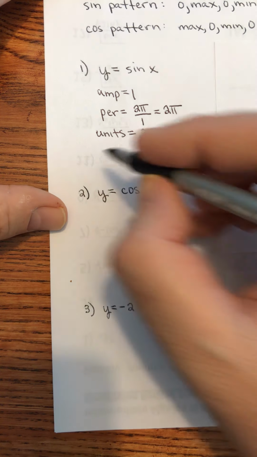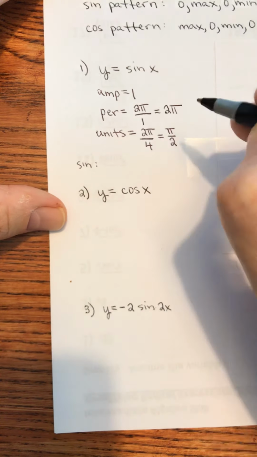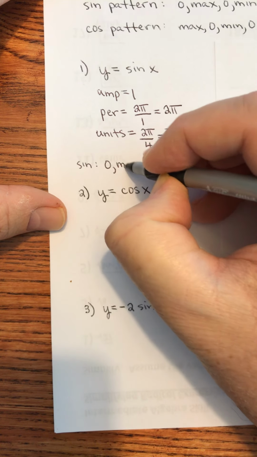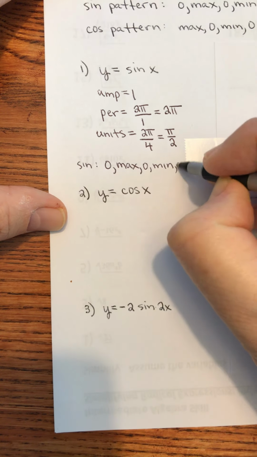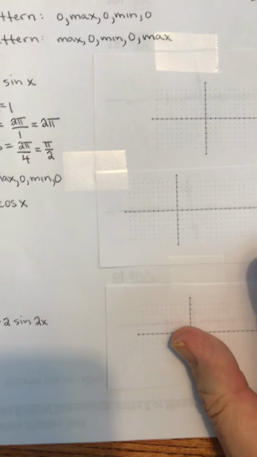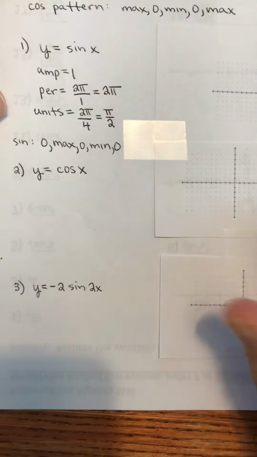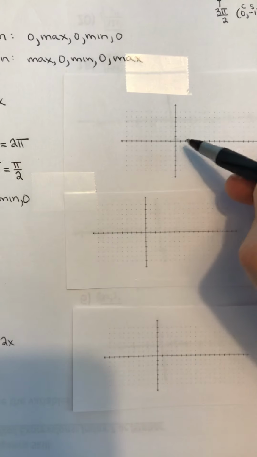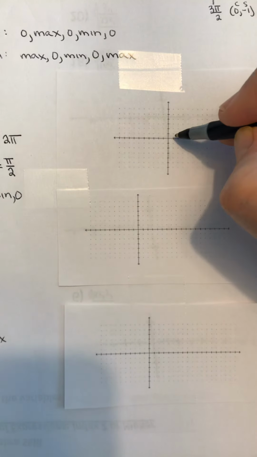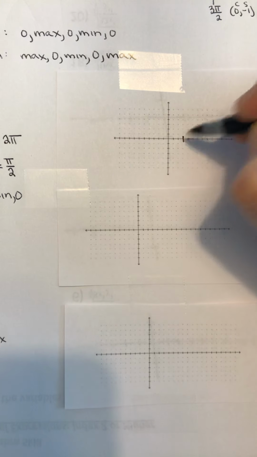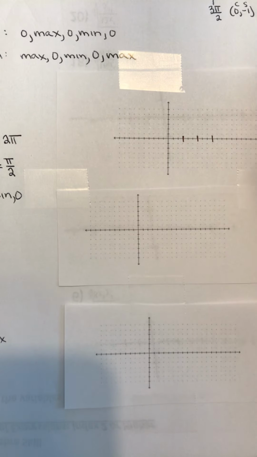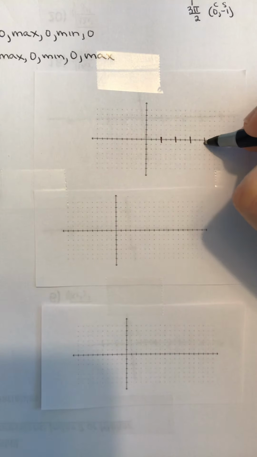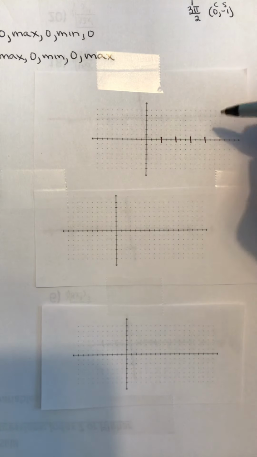All right, now because this is a sine curve, my pattern is 0, max, 0, min, 0. Now, how do I use that? Well, here's my curve over here. What I want to do is make units of pi over 2. Now, I'm not going to use these tiny little marks, so I'm just going to count every third: 1, 2, 3. 1, 2, 3. 1, 2, 3. And this is the same graph you have on your homework, so you can do the same thing. You can go by 4s, you can go by 2s, whatever. I'm going by 3s. Okay, so 1, 2, 3.